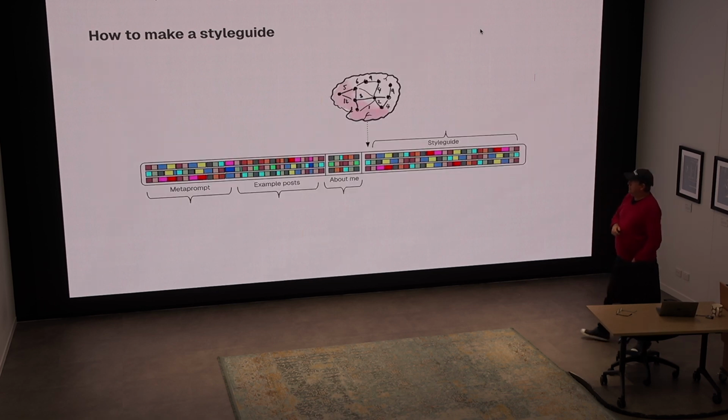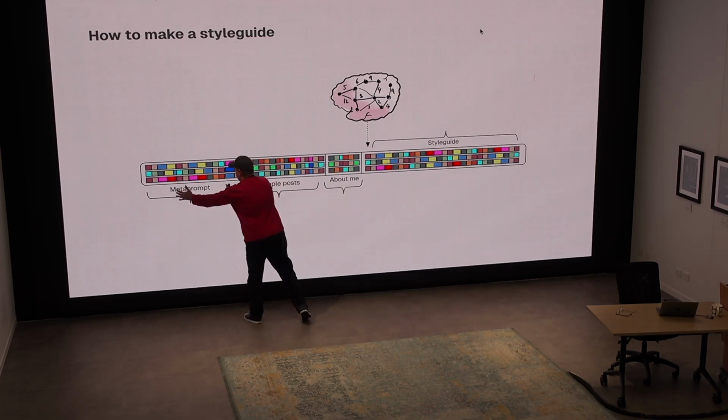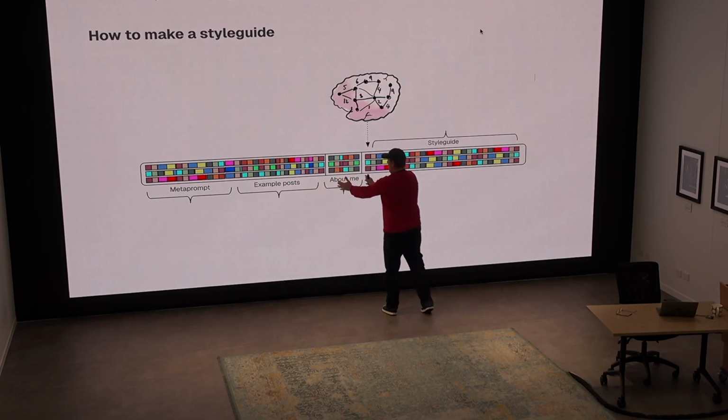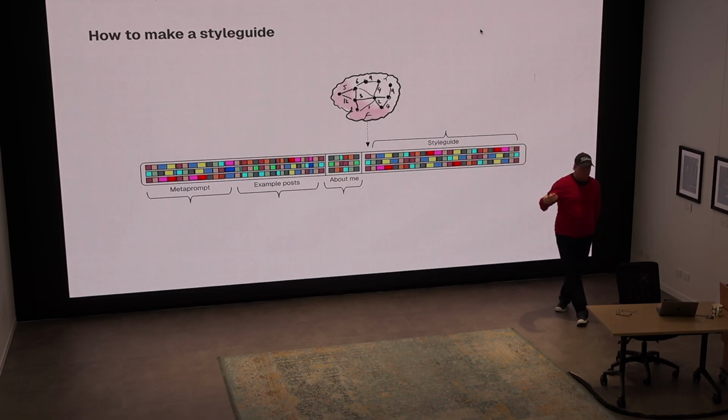Okay. So to create the style guide, we're going to use this meta prompt that I've created. We're going to give it a bunch of example posts. We're going to make sure it knows a bit about me, about us, and out the other end, it's going to predict tokens that are going to be a fantastic style guide that we can reuse over and over again.